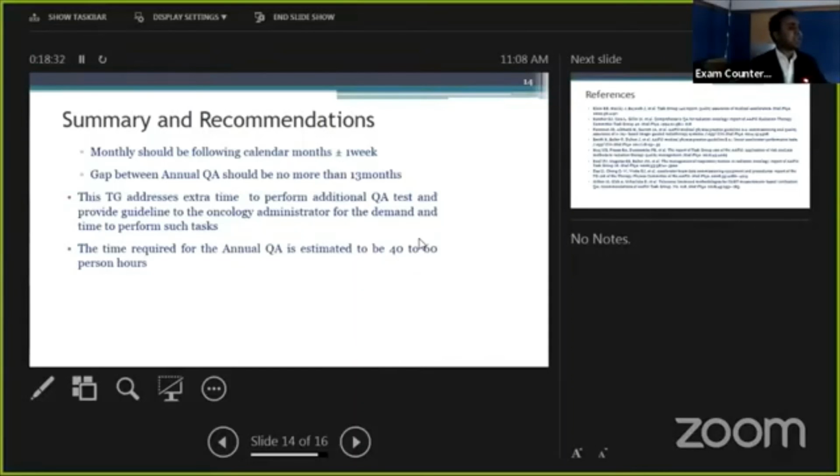Okay, this TG addresses extra time. Now there are many tests added in this TG report, so we need extra time. So this TG recommends and provides a guideline to the oncology administrator that they need to understand. Obviously, we are doing all these things for patients, so we need extra time to perform all this quality assurance. So there is a demand for extra time and extra resources. We need to perform the QA tests. The time required for annual QA is estimated to be 40 to 60 hours for multiple energies, photons and electrons.